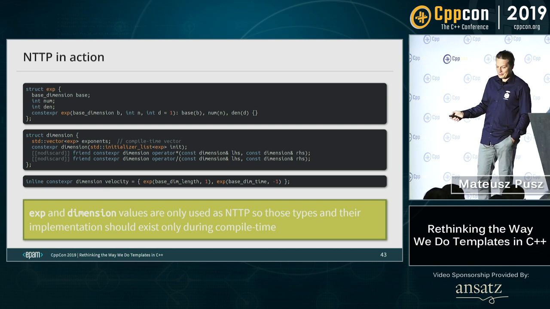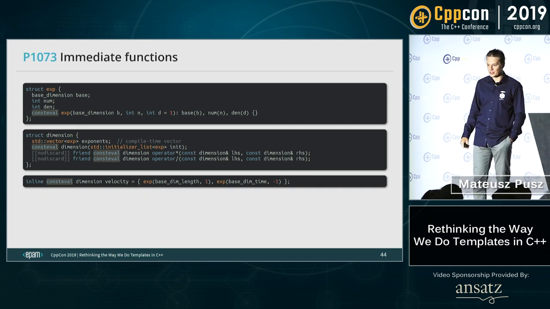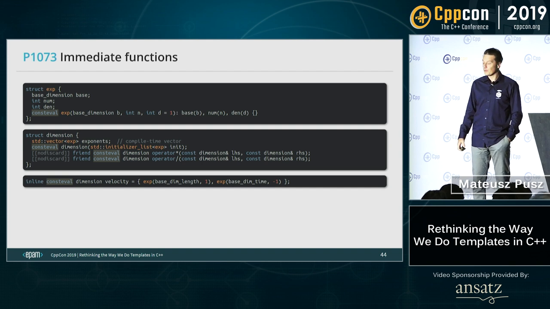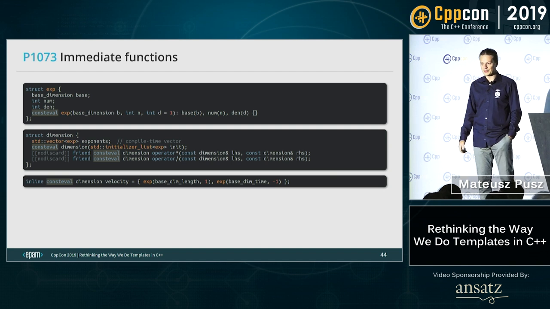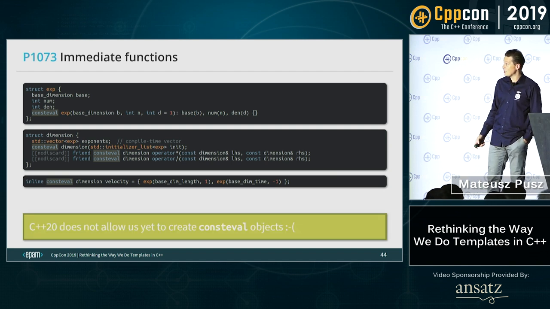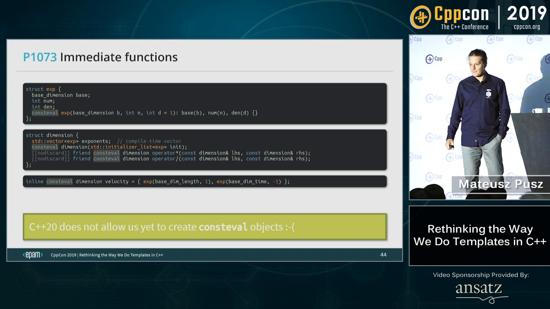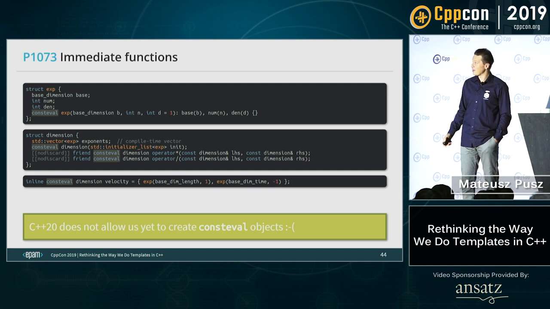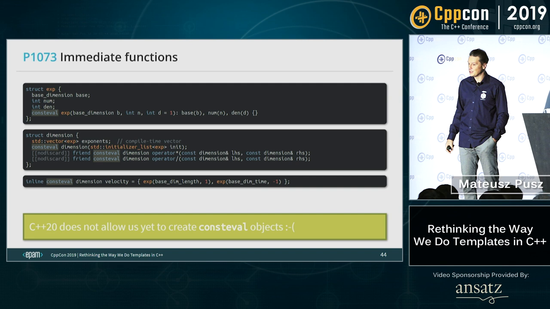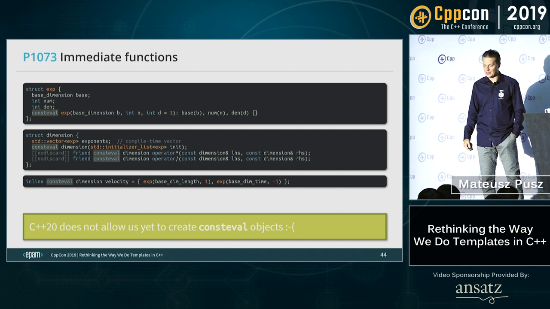So what can I do? I can use a new feature of C++20 called immediate functions, so consteval. With consteval, all of those functions will disappear. They will not be put into the binary. They will be used only in a compile time context. But actually, C++20 does not allow us to create consteval objects yet. I hope it will be added to C++23, because it will be a huge gain for NTTP. And with this, you say exactly that this type is only valid for compile time analysis, compile time evaluation, and there will be no binary code from it at runtime.